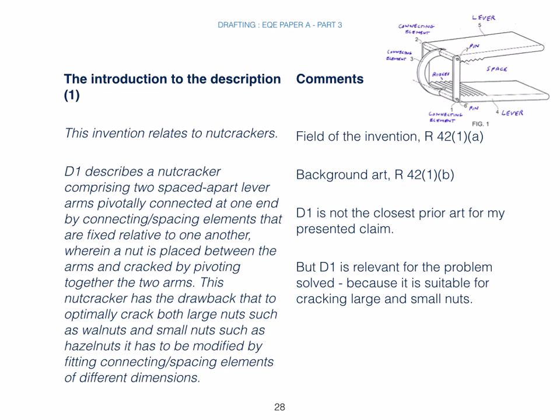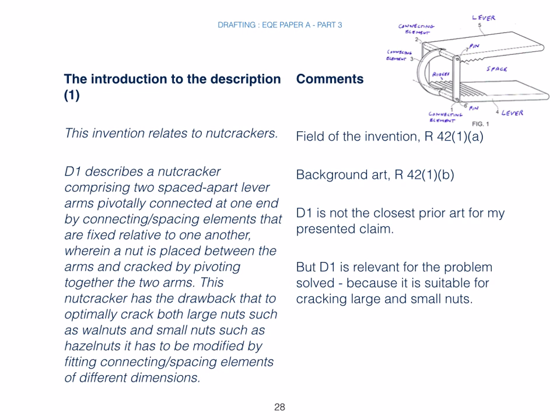The introduction starts by saying, this invention relates to nutcrackers. This is the field of the invention, Rule 42.1a. It continues, D1 describes a nutcracker comprising two spaced apart lever arms, pivotally connected, and so on. And this is now the description of the background art, Rule 42.1b.